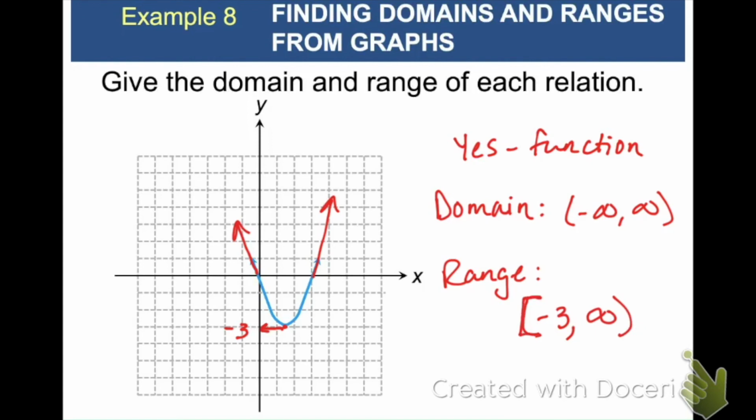Notice I put a bracket around my -3 because it's including -3, but you can never include infinity. You can't reach infinity, so you put parentheses around either infinity or -infinity. But if it includes a number, if it stops there, you can put a bracket around it. So here's your answer: -3 to infinity, with a bracket around -3 and parentheses around infinity.